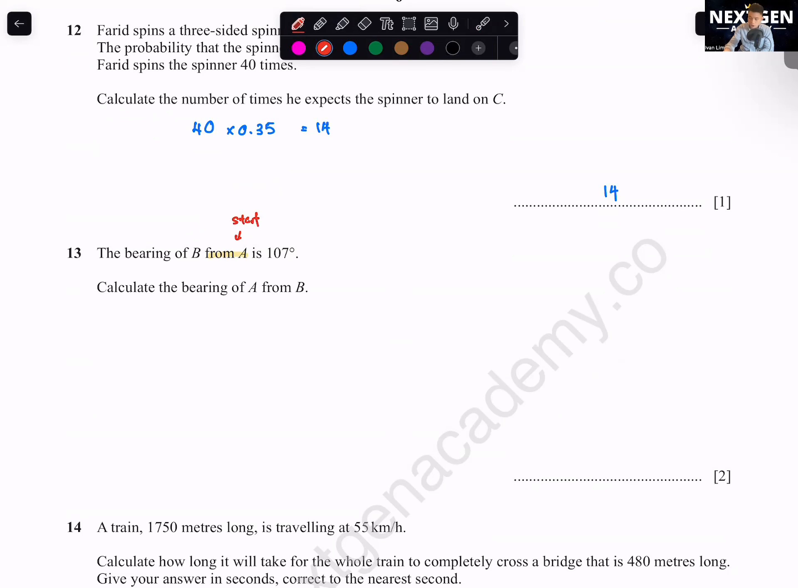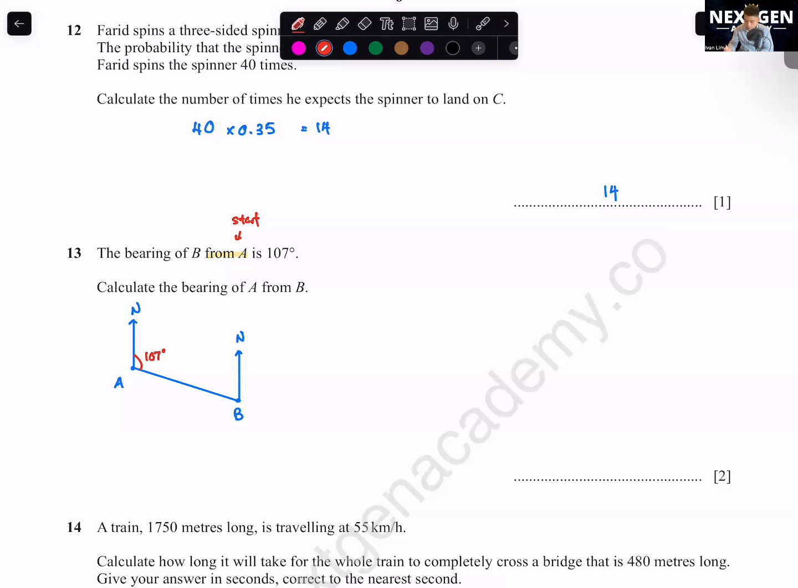So how do I draw 107 degrees? You need to sketch this out first. Okay, let's define this is A. This is my north direction. 107, let's roughly estimate now. 107 will be slightly more than 90 degrees, like that. So from A to B, like this is 107 degrees.